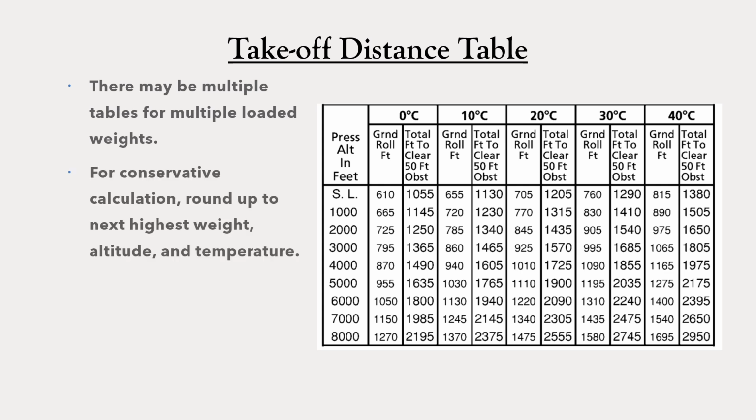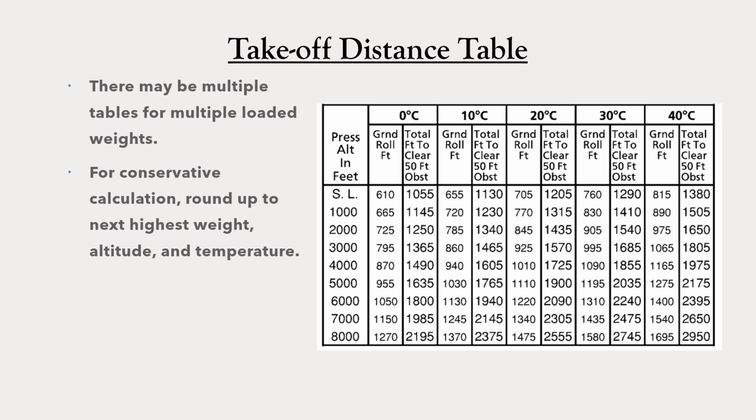To do a conservative calculation, you can just round up to the next highest weight to pick the correct table, and then round up to the next highest altitude and the next highest temperature, since takeoff distance increases with all of those variables. Then look up your value and compare that to the runway available. If it's significantly less than what you have available, then you're in good shape.